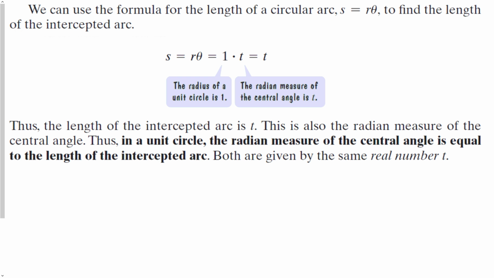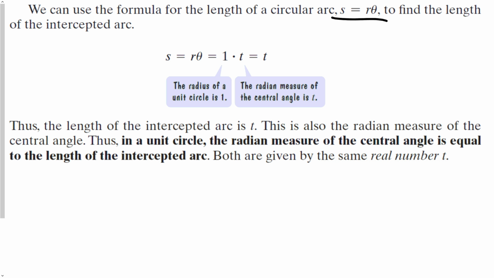We can use the formula for the length of the circular arc, s is equal to the radius times theta, to find the length of any intercepted arc. So s equals r theta. The radius of the unit circle is 1. The radian measure of the central angle is whatever we want it to be. In this case, the variable would be t. It could be theta. It could be whatever.